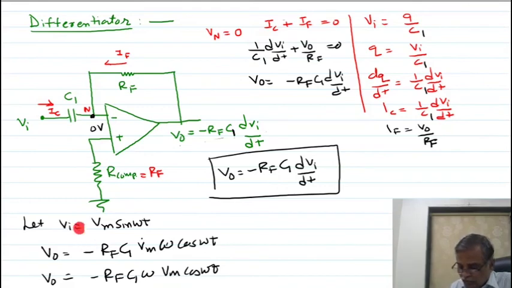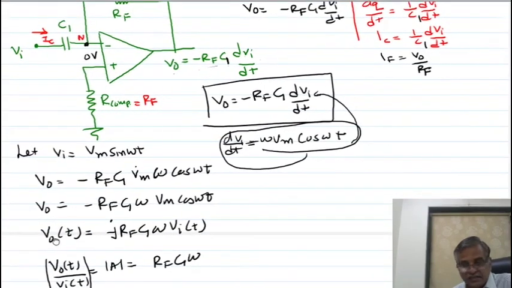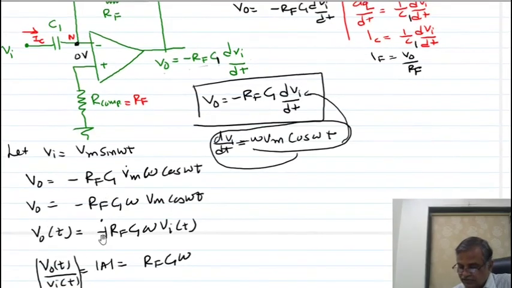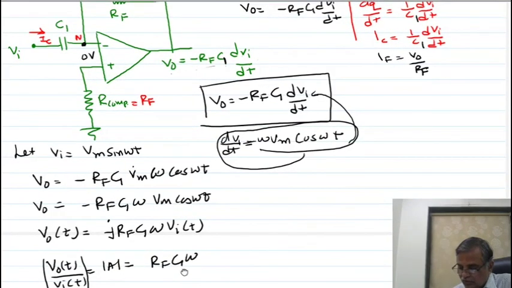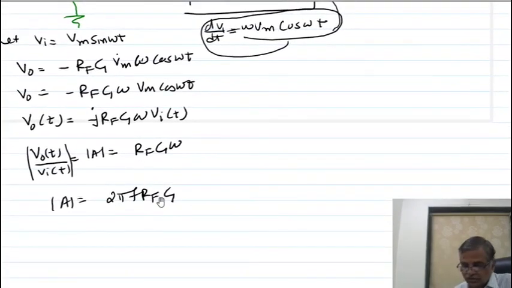Suppose you are given the input voltage Vm sin omega t. I put this value here. You know this differentiation: dVi by dt is Vm cos omega t into omega. Putting this value here, I get this equation. You know it as a phasor. So this is called the phasor equivalent equation for this. If I take the magnitude value, the j cannot be written. So this is the equation of the gain.